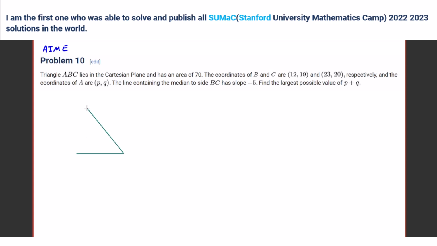For example, consider something like this. It's A, it's B, it's C, with coordinates 12 over 19 and 23 over 20, right? And then it says, okay, so if we consider this median M, the median to side BC has a slope of -5. Can you tell me the coordinates of M?